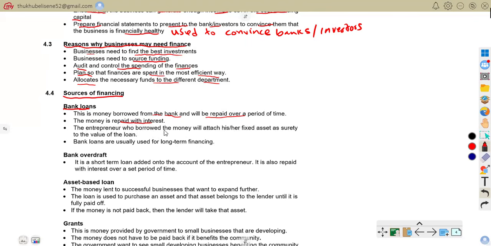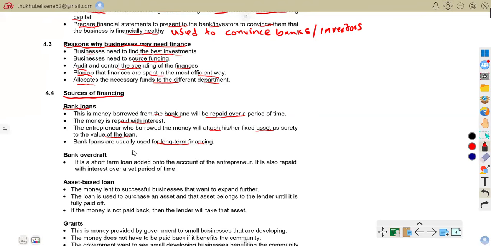Also, the entrepreneur who borrowed the money will attach his or her fixed assets as surety to the value of the loan, so that is collateral security. Bank loans are usually used for long-term financing.